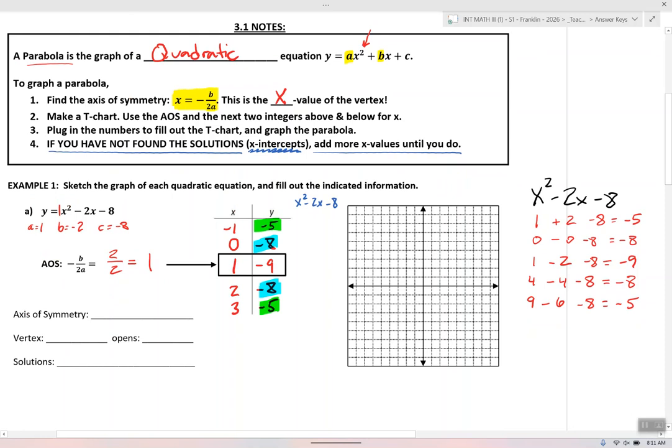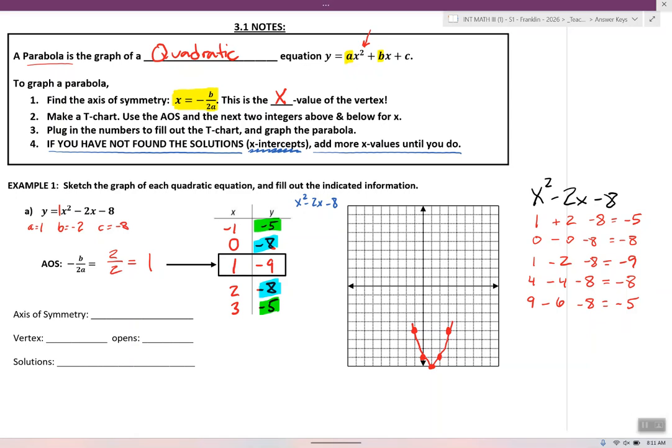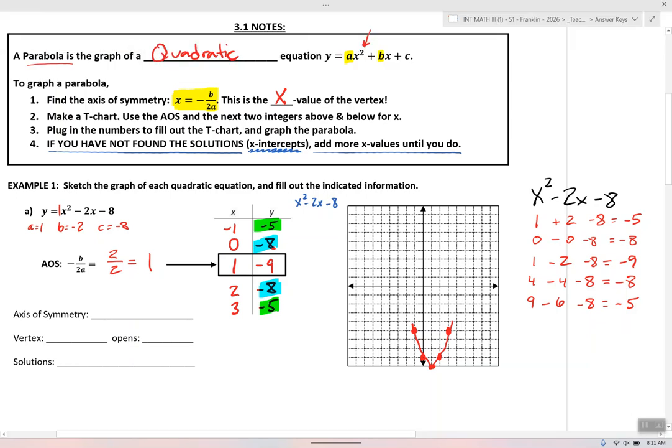So let's graph these points. Negative 1, negative 5, left 1, down 5. 0, negative 8. 1, negative 9. 2, negative 8. And 3, negative 5. Okay, so our graph is kind of this U, kind of V shape here. Unfortunately, we have not found our x-intercepts yet. So let's do one more set of numbers. So that would be like 4 and negative 2.